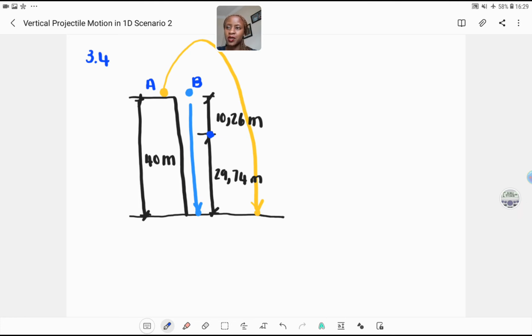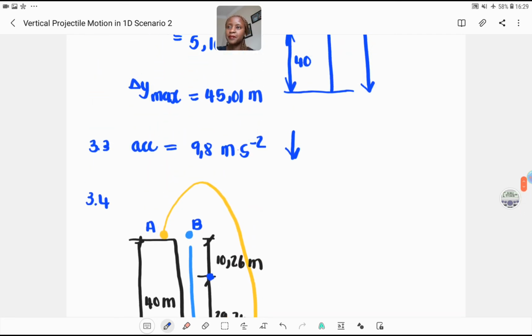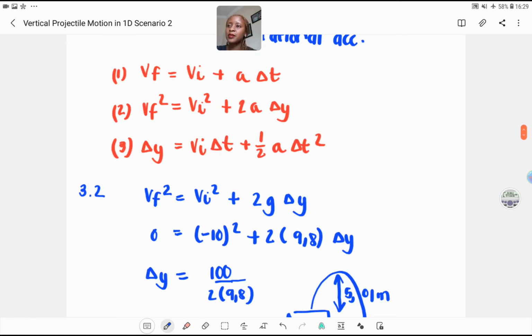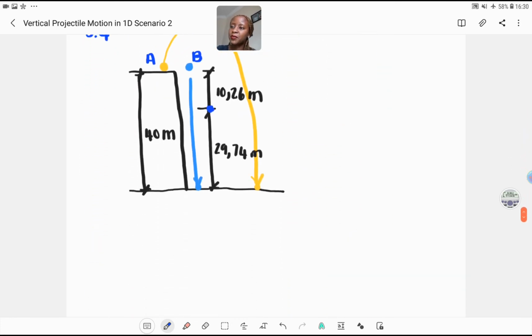I have my initial velocity. I have my delta y. I'm looking for delta t. Okay, so the equation I'm going to use, I have delta y, I'm looking for time, I have initial velocity, so it's this one. So I'm looking at stone B. Delta y is equal to initial velocity times time plus half a delta t squared.